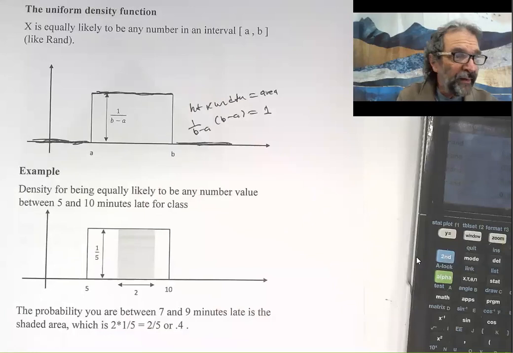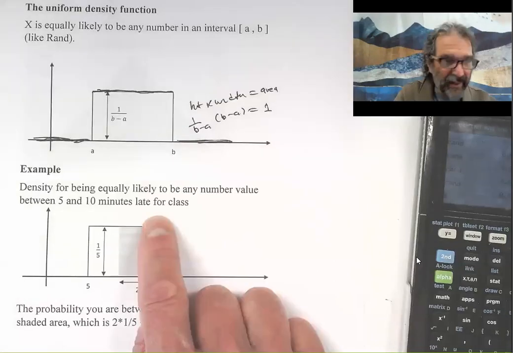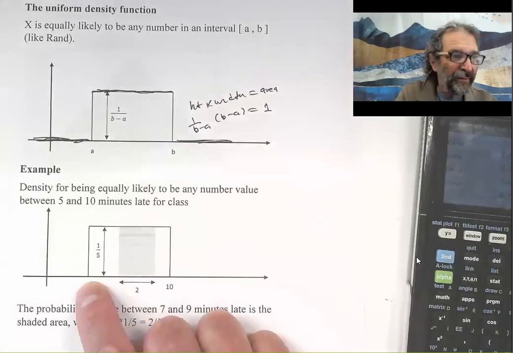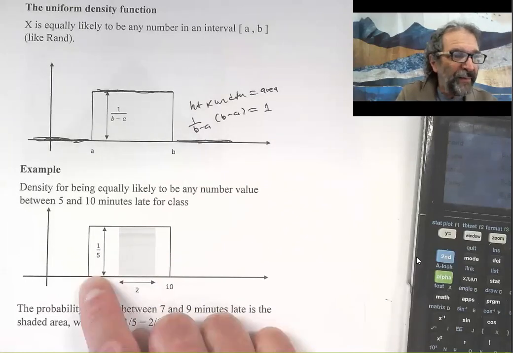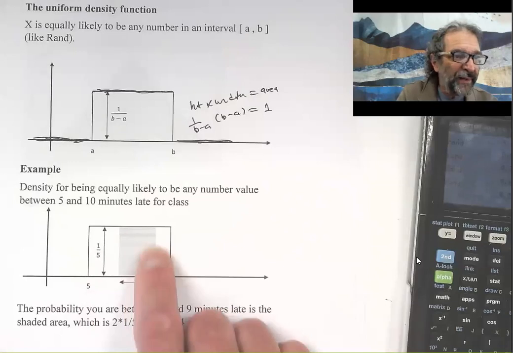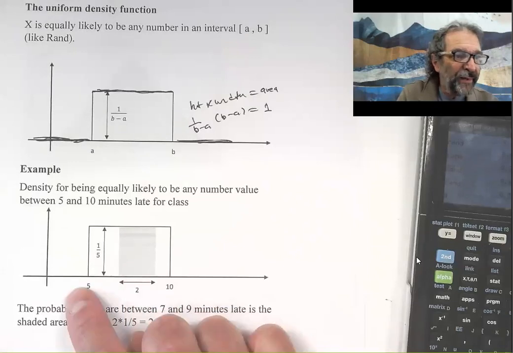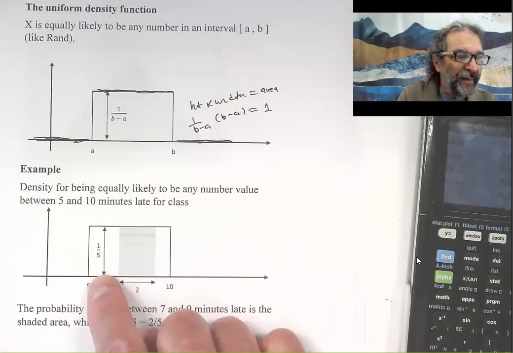Here's an example. A density for being equally likely to be any number value between 5 and 10. And now we're thinking minutes late for class. This is you. You randomly come between 5 and 10 minutes late for class. You're equally likely to be any number between 5 and 10 minutes late. Here's what the density curve would look like for you. The width here would be 5. The height would be 1/5.